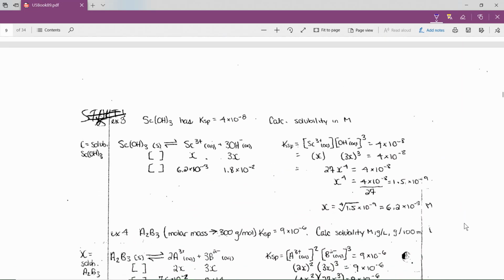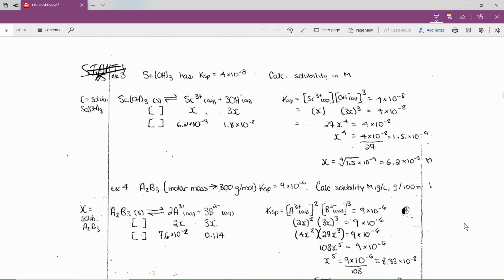Okay, you see how this lesson basically writes itself. So we looked at 1 to 1, we looked at 1 to 2. Now we're going to look at 1 to 3. Let's just get the moles per liter. If you want, you can get the grams per liter and the grams per 100 mL.